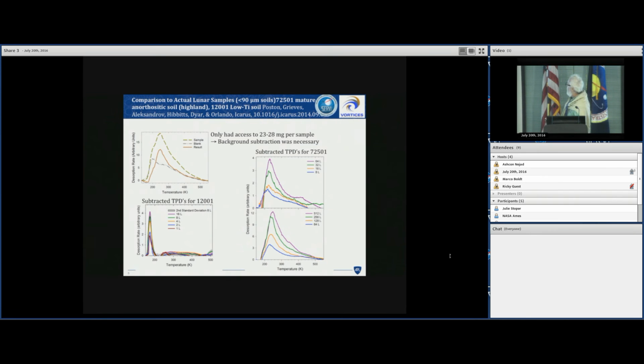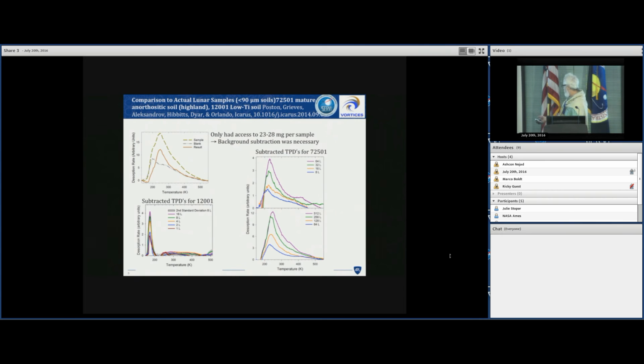Now these are two different samples. One is an anorthositic soil, a highland sample, 72501. Then one's a low titanium soil, a Mare sample, and you can see there's a vast difference in the amount of water that they take up, this being significantly higher. There's essentially no chemisorbed water on the titanium sample.